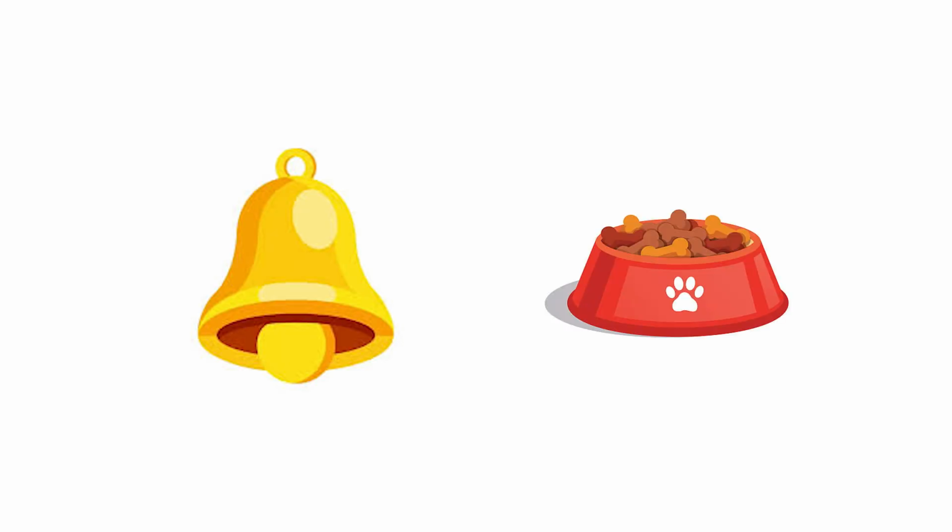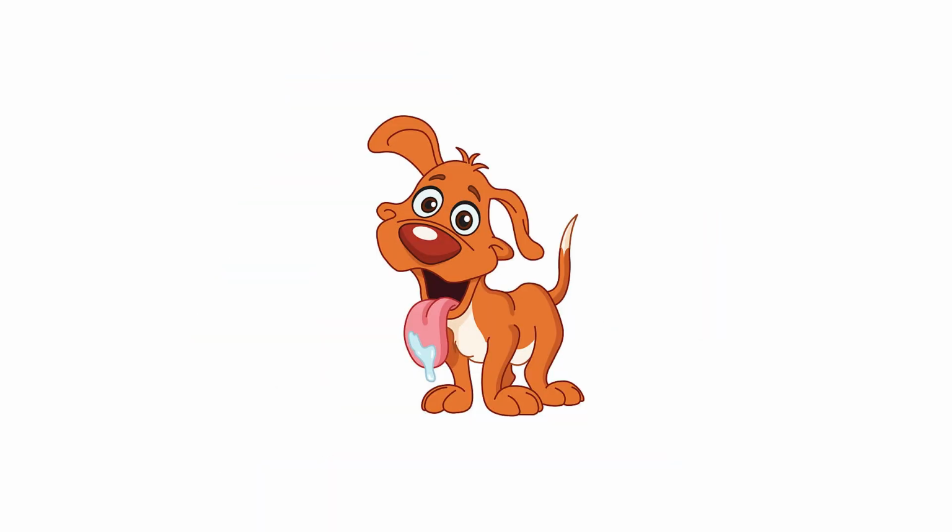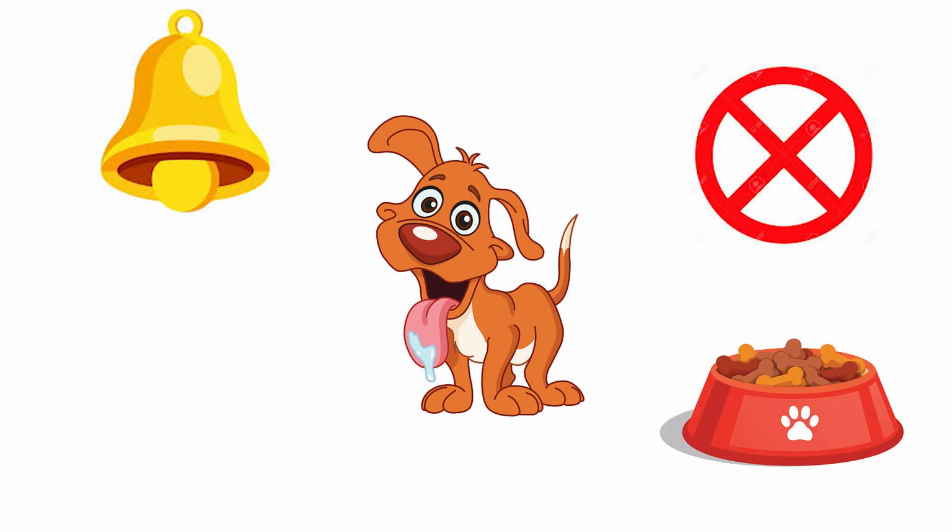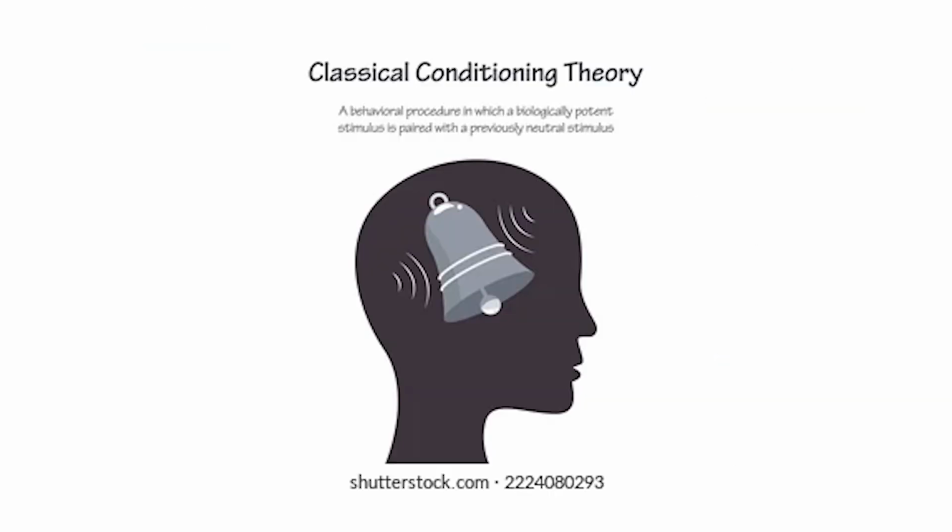He then paired a neutral sound, like a bell, with food repeatedly. Over time, the dogs began to salivate at the sound alone, even without food. This demonstrated classical conditioning, showing how behaviors can be learned through repeated associations.